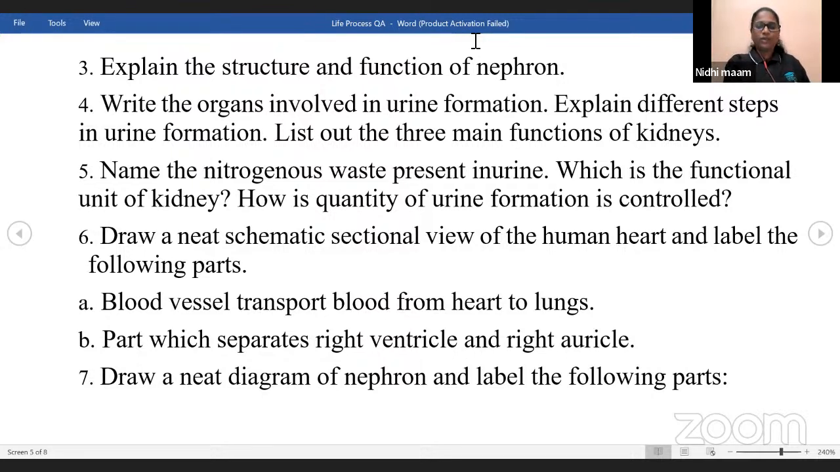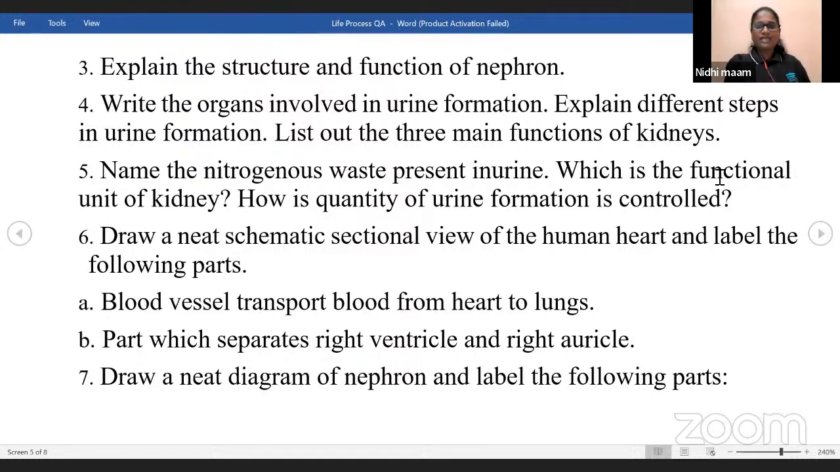Okay? Fifth one, name the nitrogenous waste present in our urine. Uric acid. Which is the functional unit of a kidney? Nephron. How is the quantity of urine formation controlled? Depending on the amount of water present in our body.